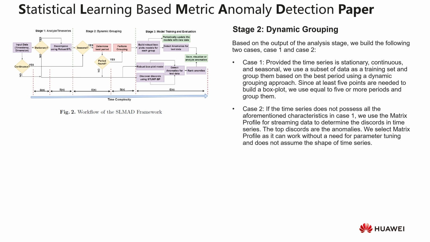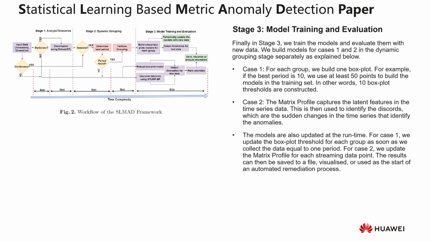So the top discords are the anomalies, and we label those as anomalies. We select the matrix profile as it can work without the need for parameter tuning, and it does not assume the shape of the time series. So finally, in stage 3, which is model training and evaluation, we train the models and evaluate them on new data.